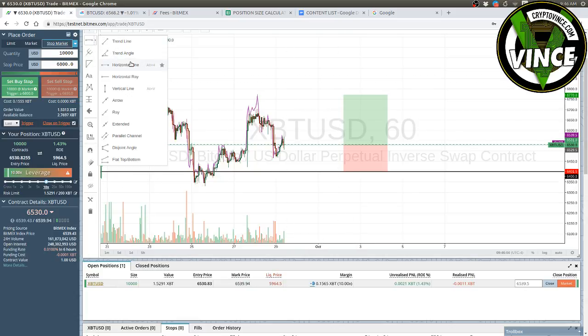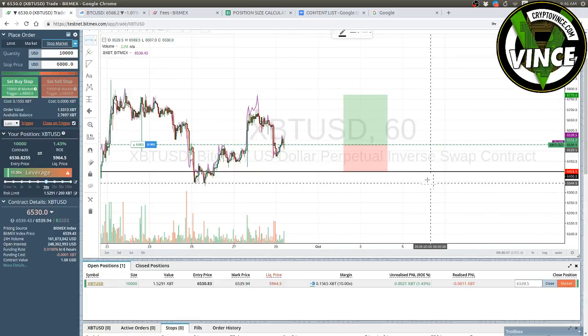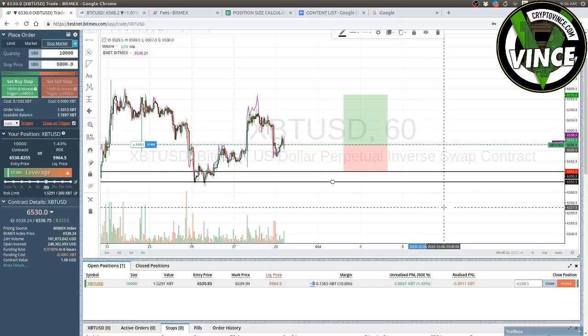Then if one hits, the other one will cancel as soon as it hits, no matter which one hits. So first, you put your stop market a little bit below, just in case anything happens, right? And you put your limit a little bit above.